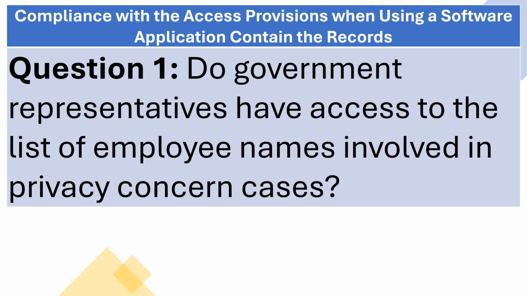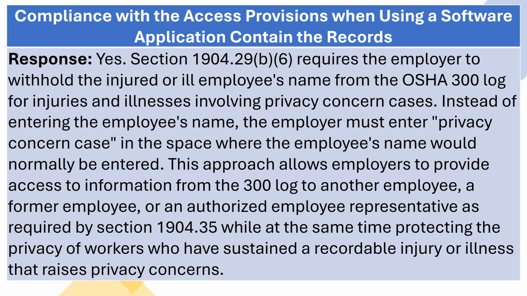Question 1. Do government representatives have access to the list of employee names involved in privacy concern cases? Response: yes. Section 1904.29(b)(6) requires the employer to withhold the injured or ill employee's name from the OSHA 300 log for injuries and illnesses involving privacy concern cases. Instead of entering the employee's name, the employer must enter "privacy concern case" in the space where the employee's name would normally be entered. This approach allows employers to provide access to information from the 300 log to another employee, a former employee, or an authorized employee representative as required by Section 1904.35 while at the same time protecting the privacy of workers who have sustained a recordable injury or illness that raises privacy concerns.